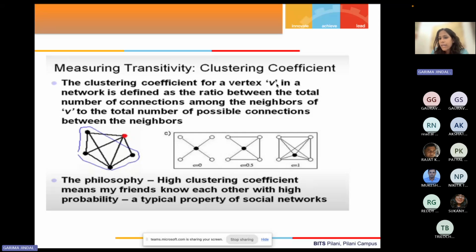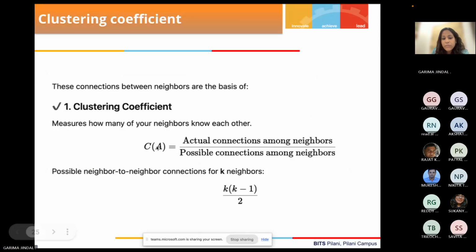Now, how do we calculate this clustering coefficient? The clustering coefficient is the actual connections among the neighbors divided by the total possible connections between the neighbors. For each particular node, I will identify how many neighbors it has. Then for those neighbors, I'll see whether there are connections between them or not. Those will be the actual number of connections. Suppose there were k neighbors, then the total possible number of connections is k times (k minus 1) divided by 2. That we put in the denominator.